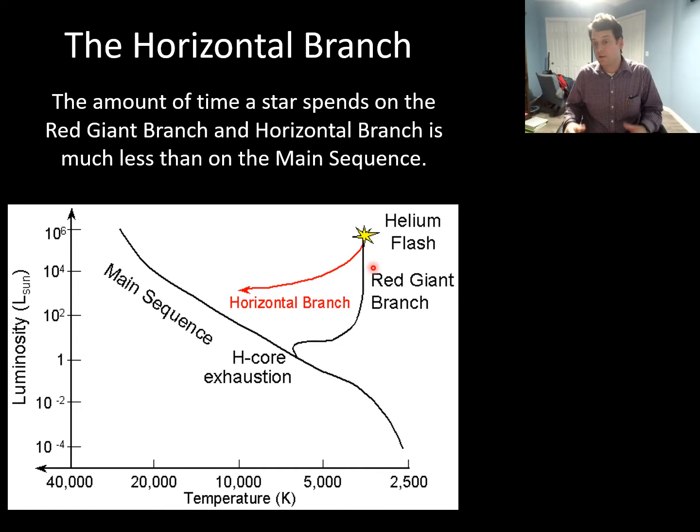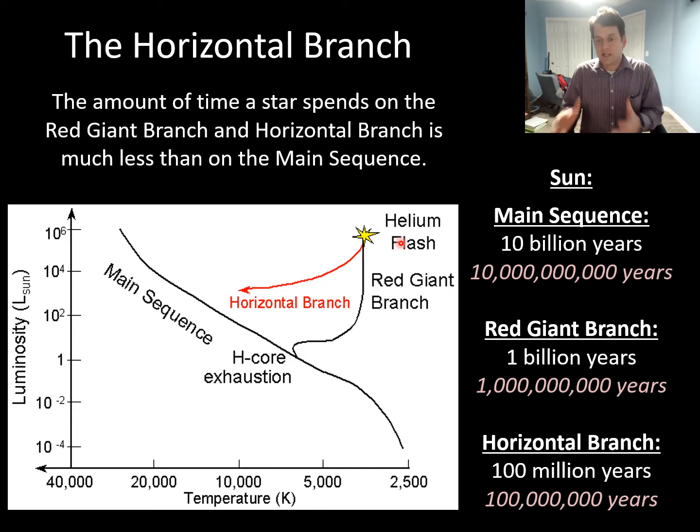So for example, if the sun is going to spend about 10 billion years on the main sequence, it might spend around 1 billion years on the red giant branch. It's going to spend less time again on the horizontal branch. And so as a star moves into each subsequent stage of its evolution, it takes those steps faster and faster.